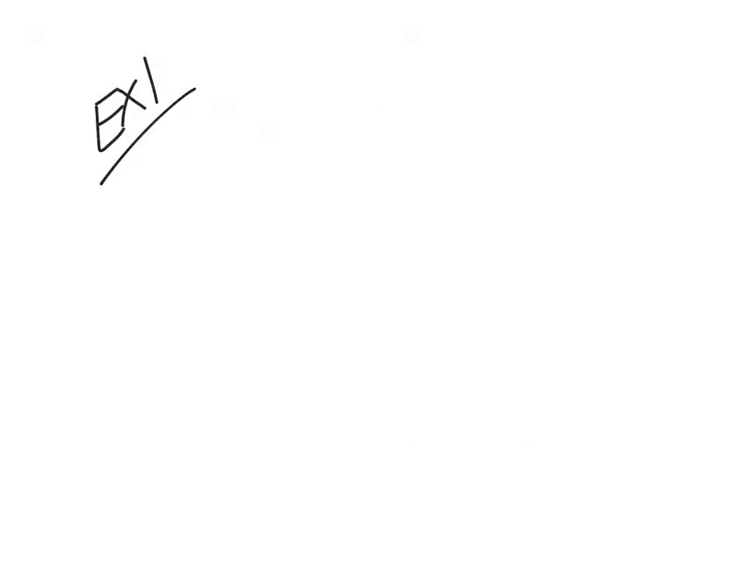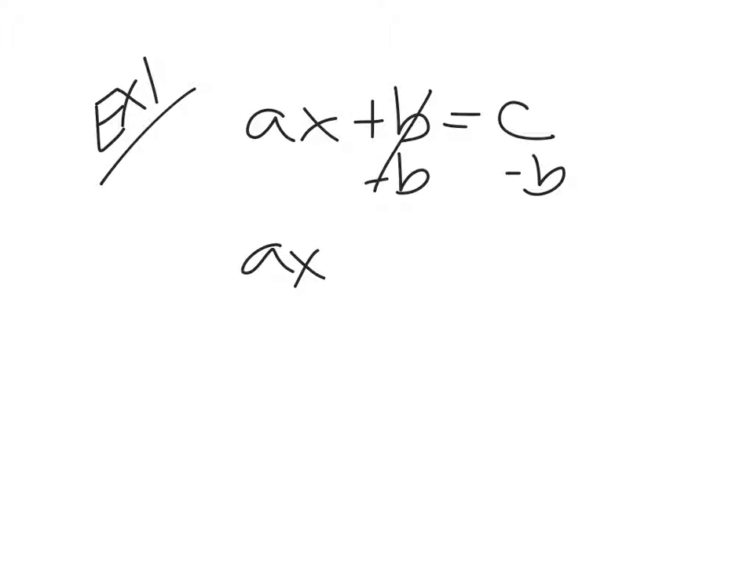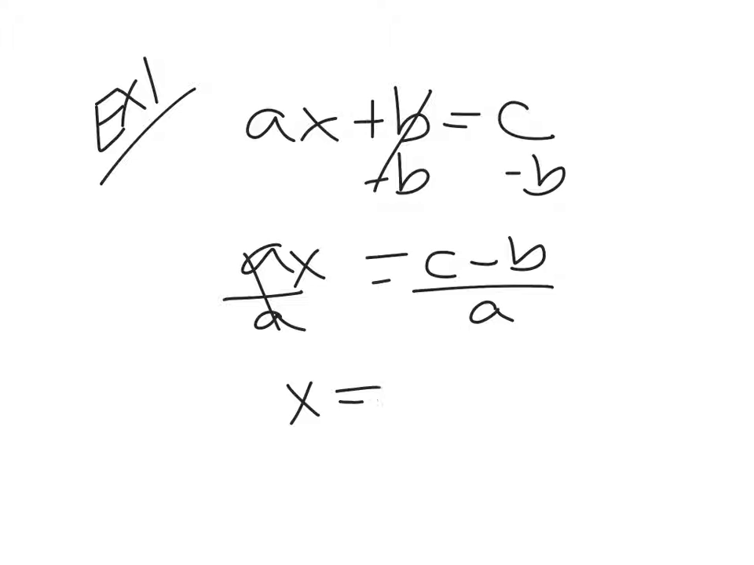We have ax plus b equals c, and they would like us to solve for x. Okay, so what's my first step? Subtract b. Yep, subtract the b. So then I'm left with ax equals c minus b. Now how do I solve for x? Divide by a. Divide everything on the other side by a, so you're left with x equals c minus b divided by a.